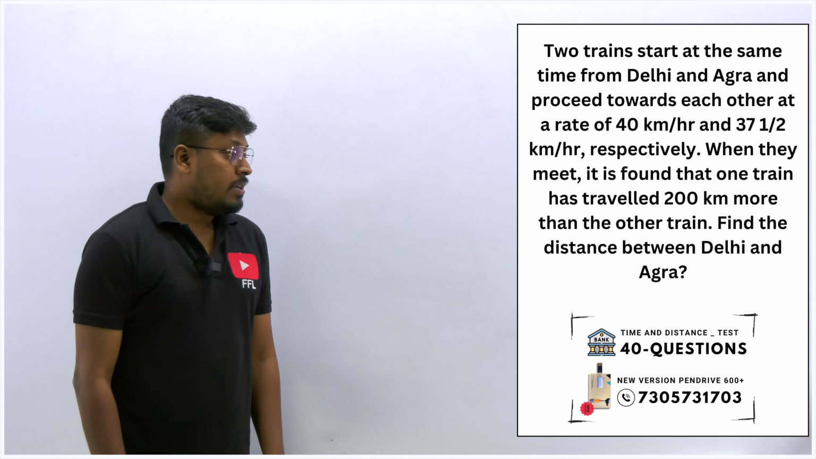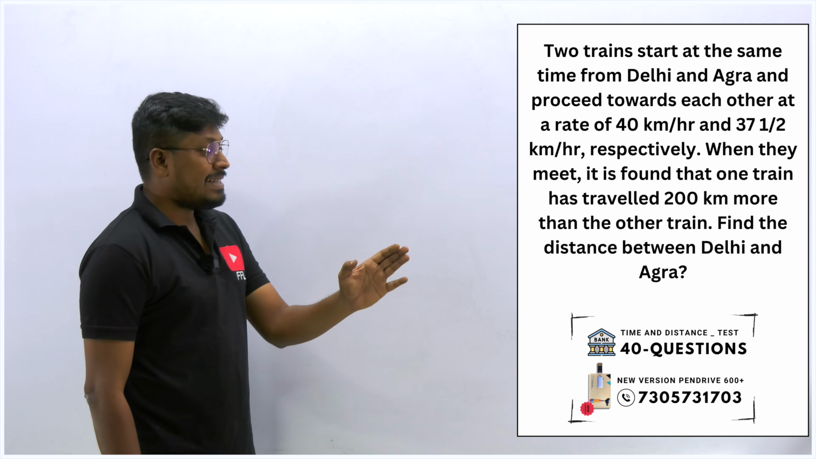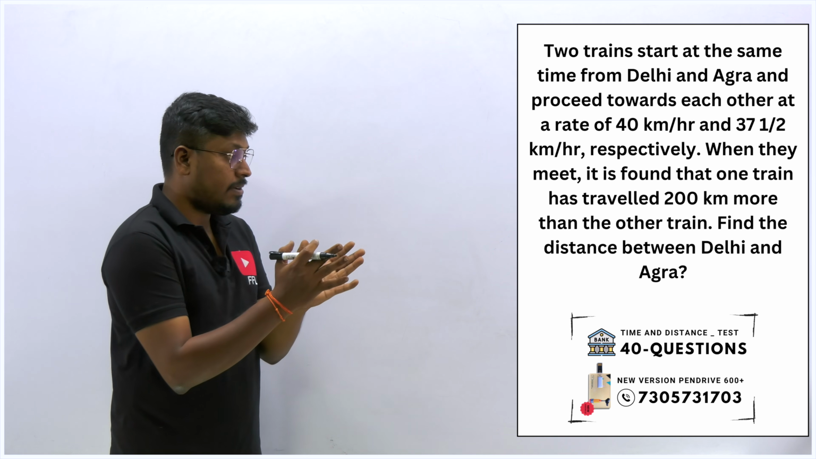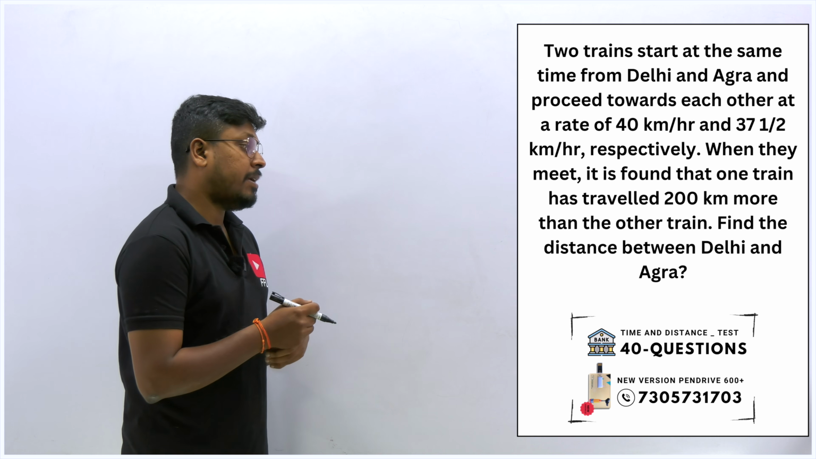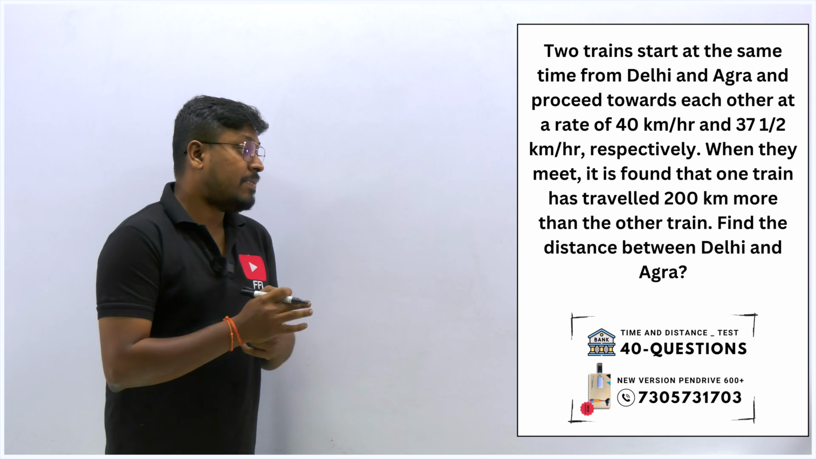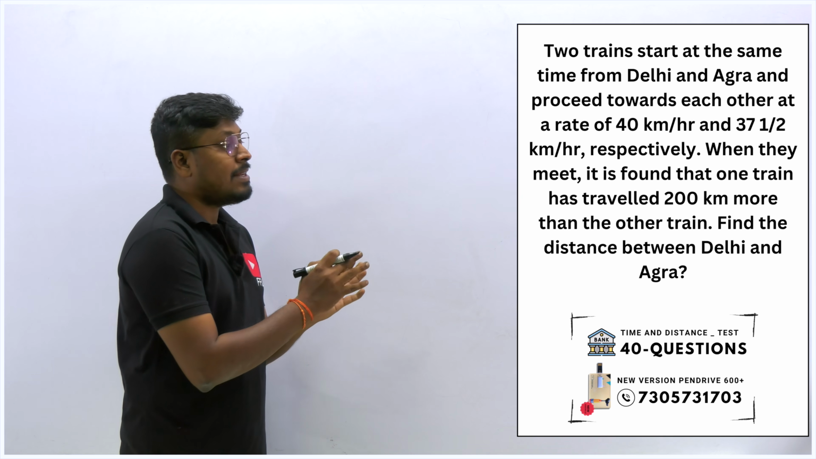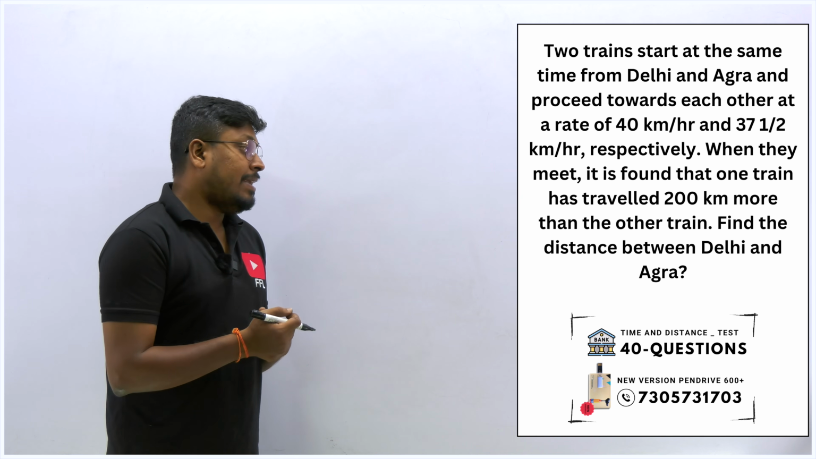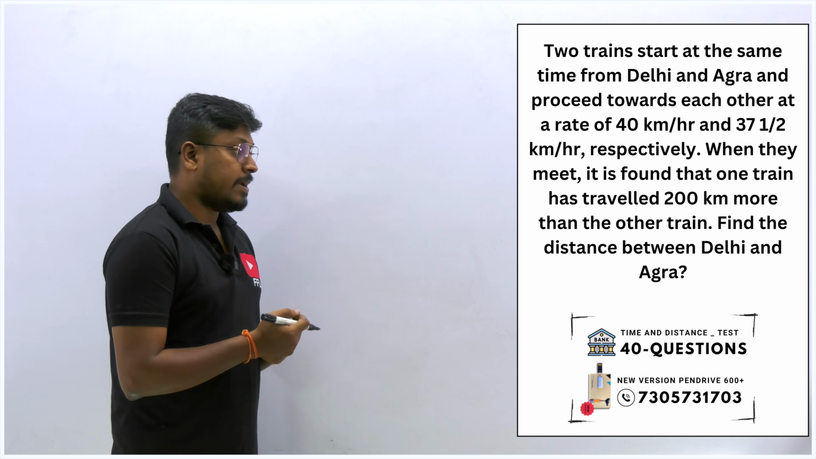Next question. Two trains start at the same time from Delhi and Agra and proceed towards each other at a rate of 40 km per hour and 37 1 by 2 km per hour respectively. When they meet, it is found that one train has travelled 200 km more than the other. Find the distance between Delhi and Agra, right?